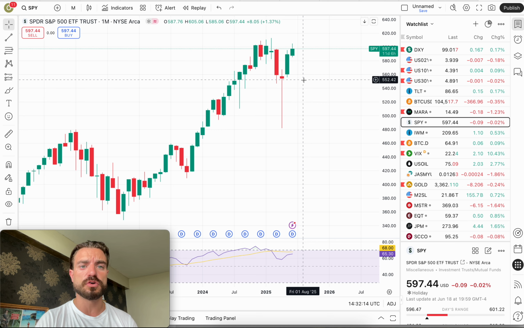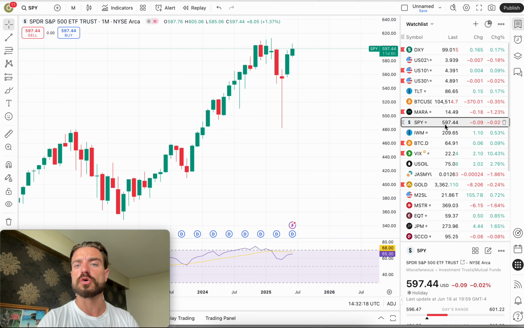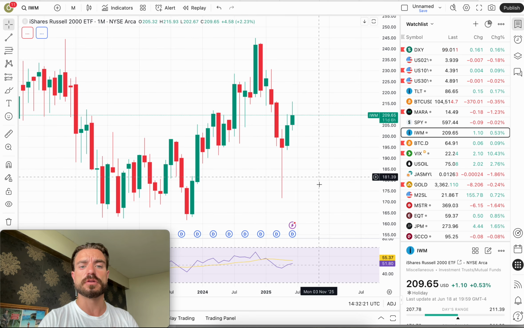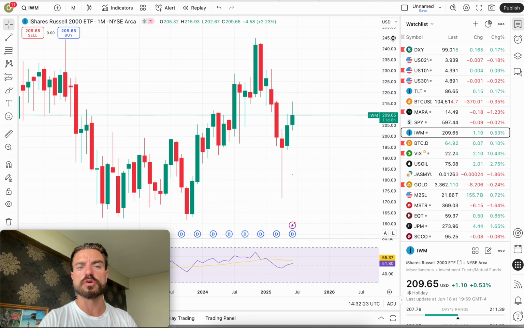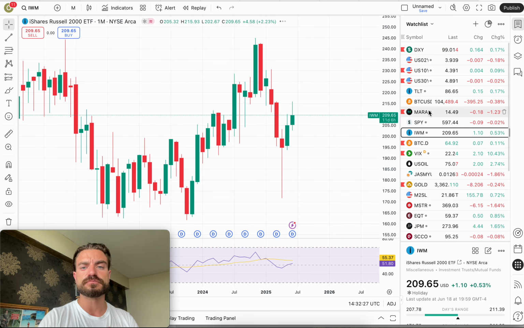Look at this beautiful buying tail back in April when there was so much panic and turmoil. Same as the Russell here. The Russell needs lower prices. So until we see lower interest rates, we're going to see this consolidation, if not a bit lower.